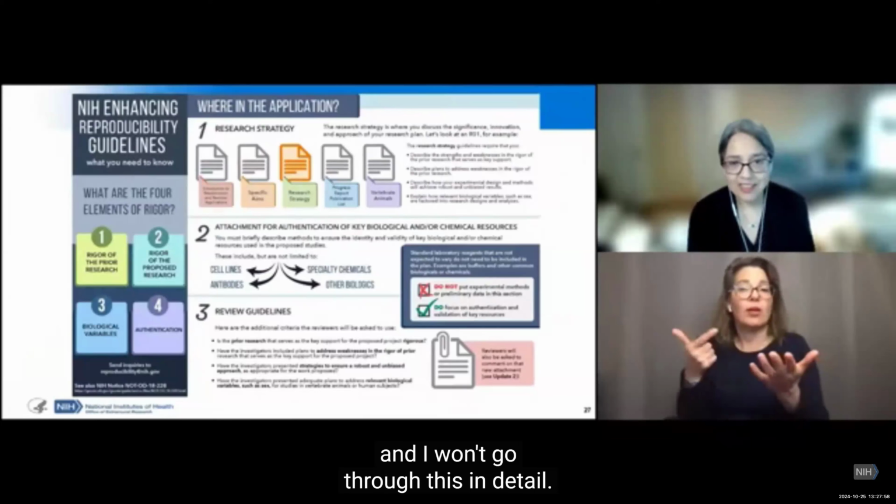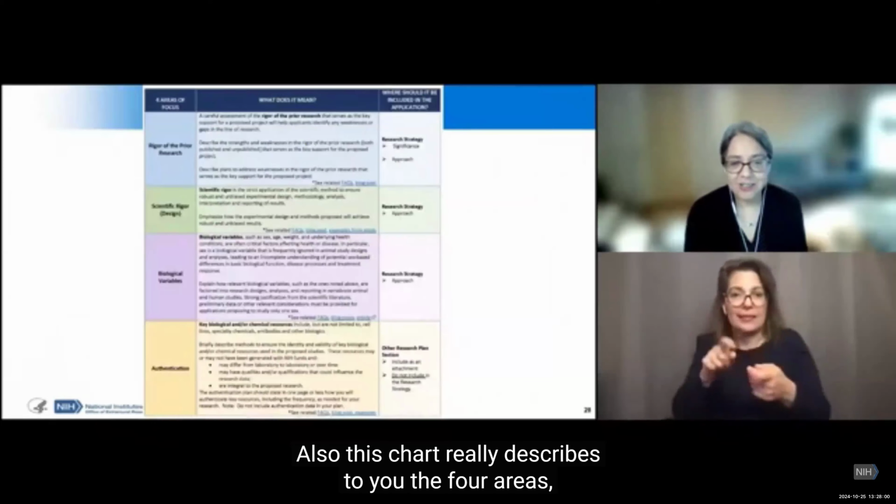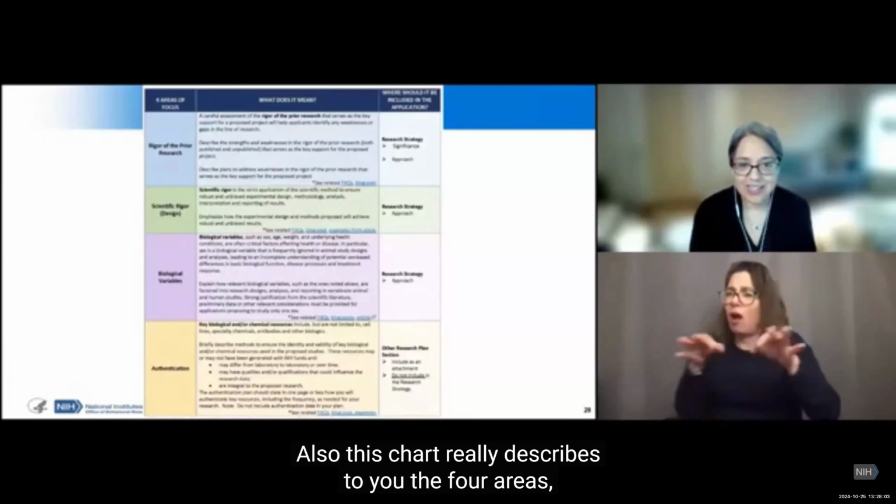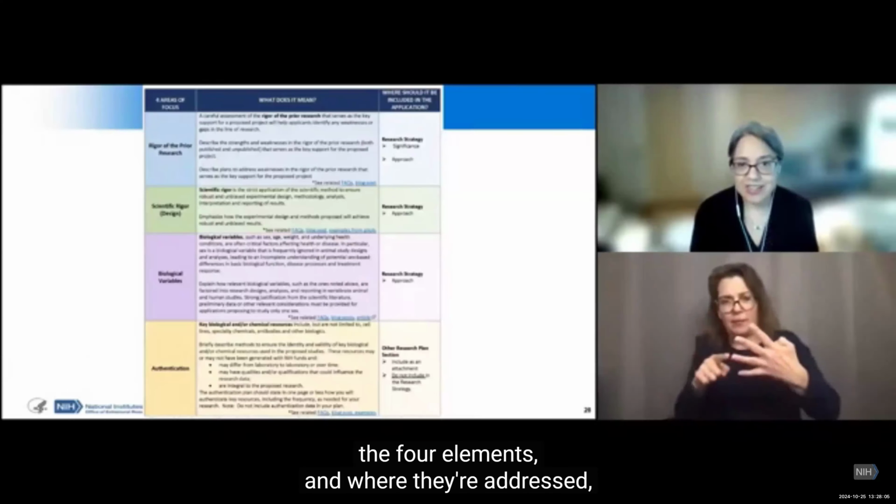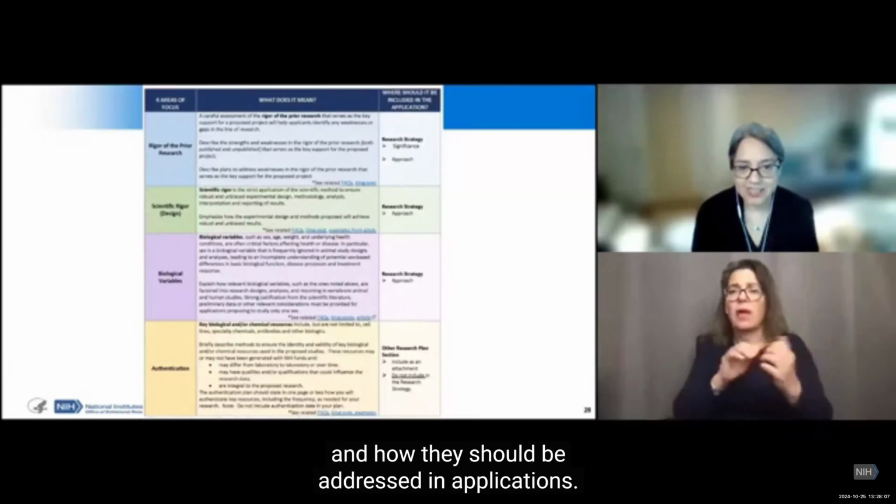I won't go through this in detail. Also, this chart really describes to you the 4 areas, the 4 elements, and where they're addressed and how they should be addressed in applications. And then we also posted this reviewer guidance.